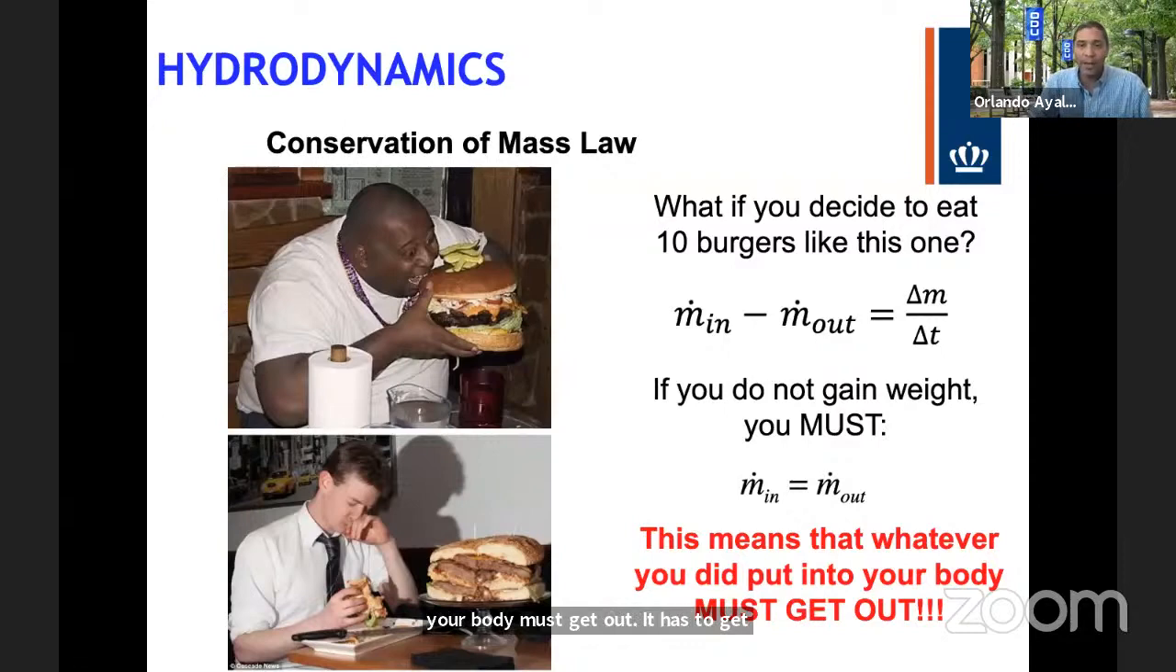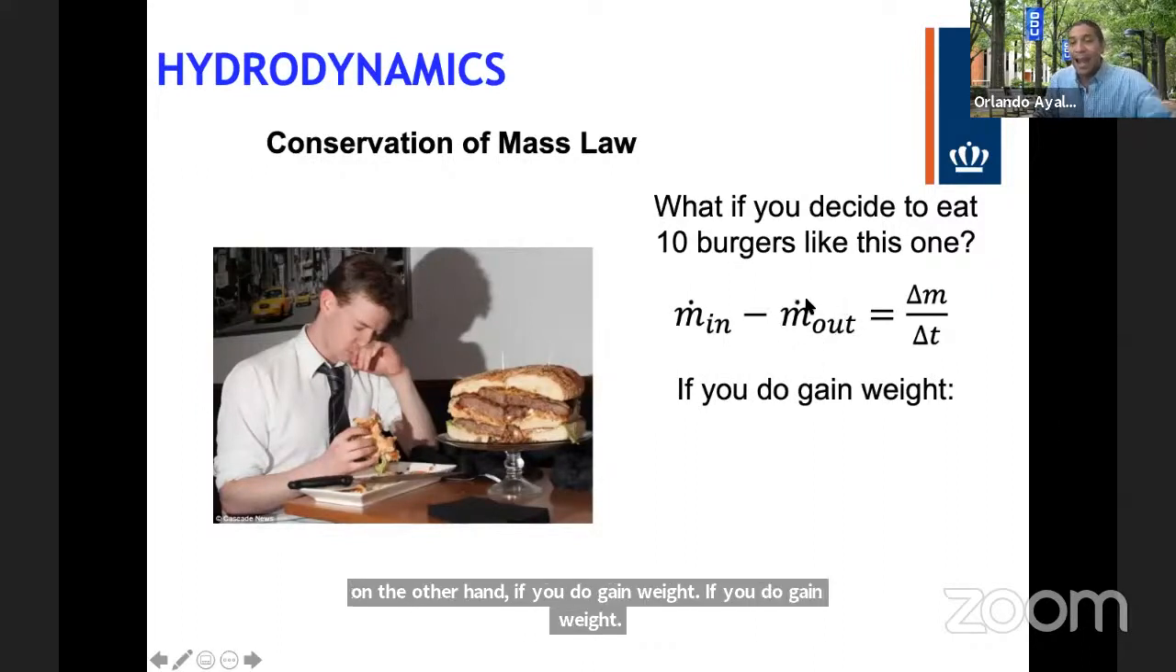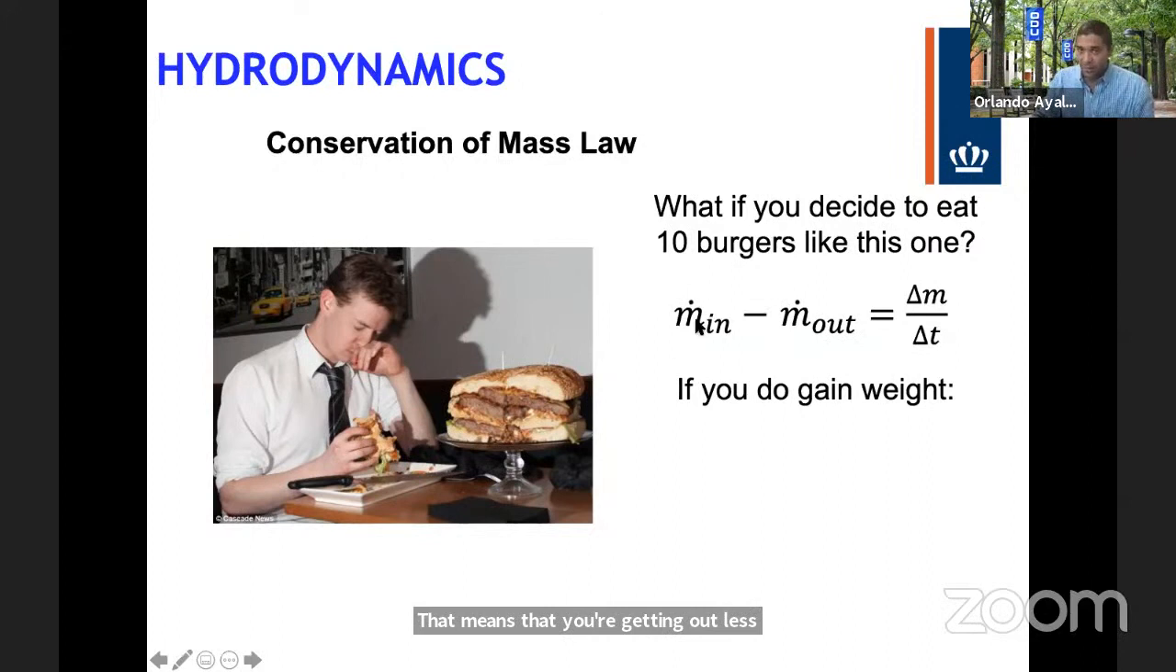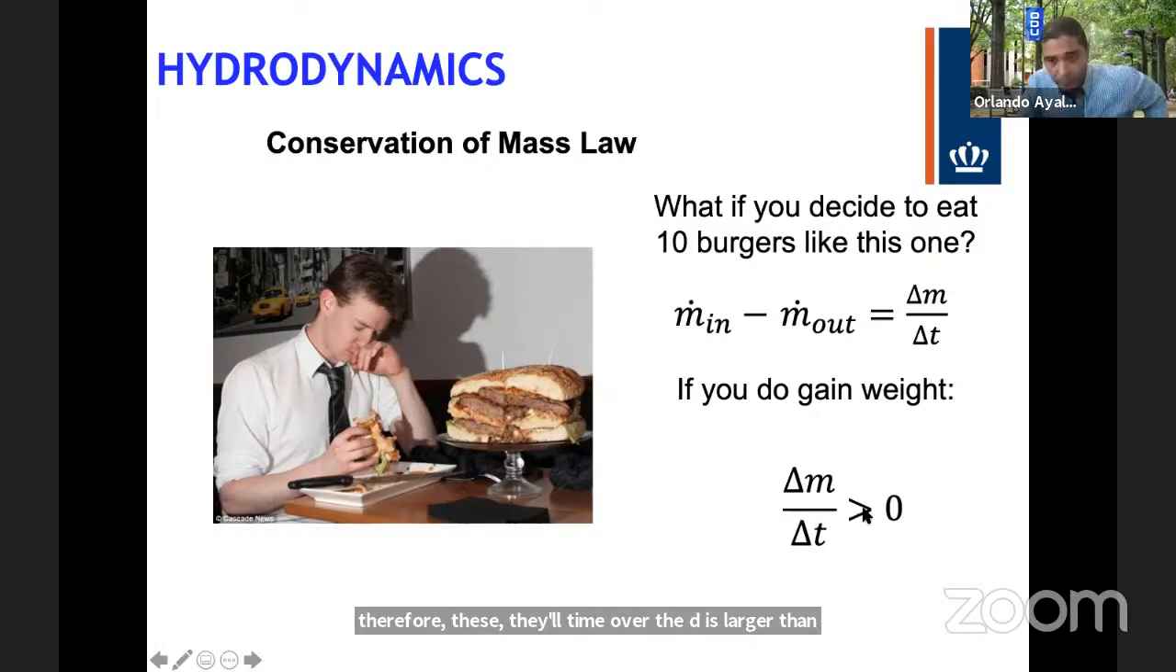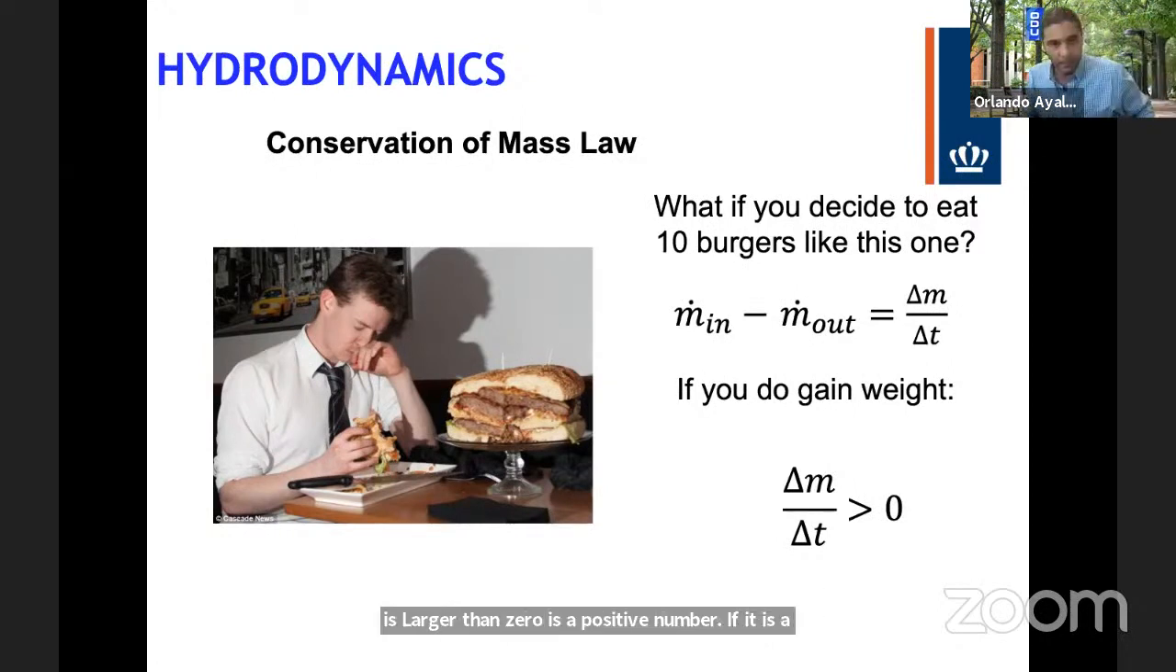Now, on the other hand, if you do gain weight, that means that you're getting out less than you got in. Therefore, this delta M over delta T is larger than 0. It's a positive number. If it is a positive number, then you're gaining weight.